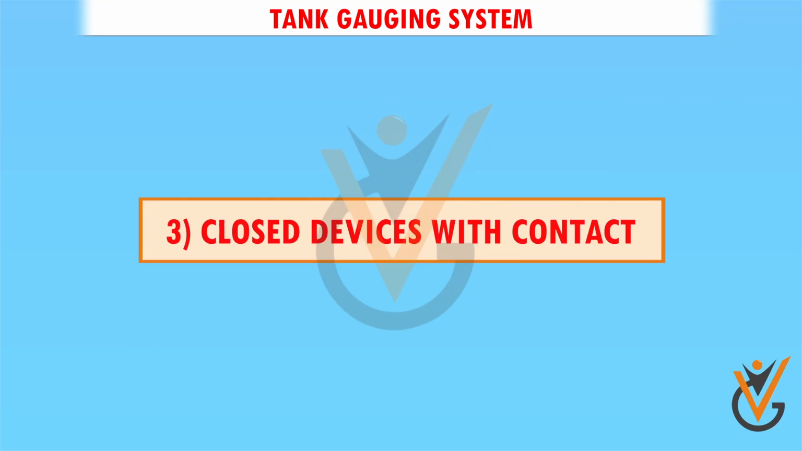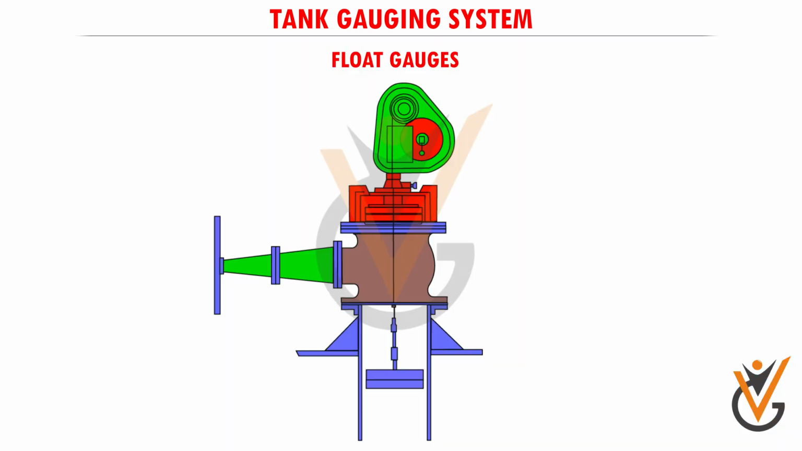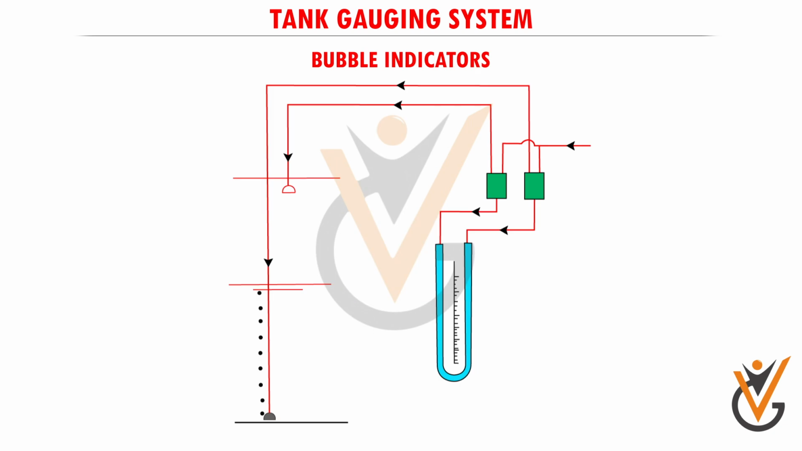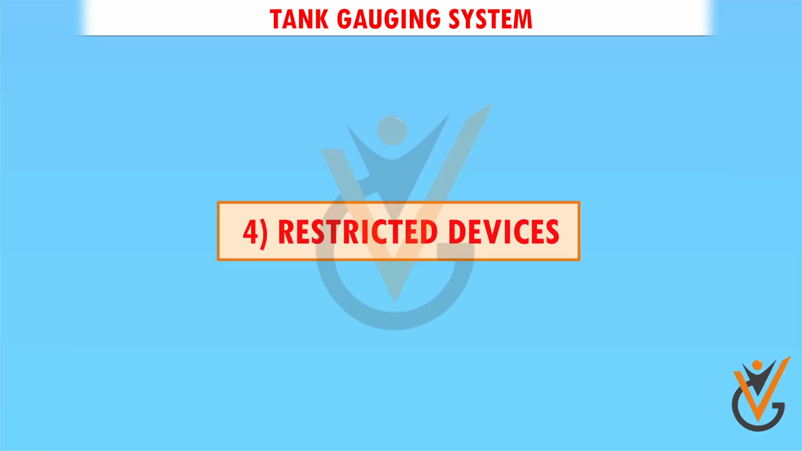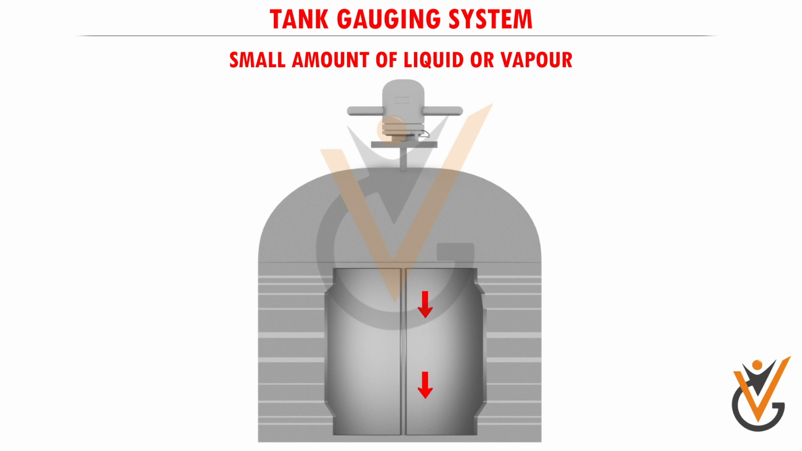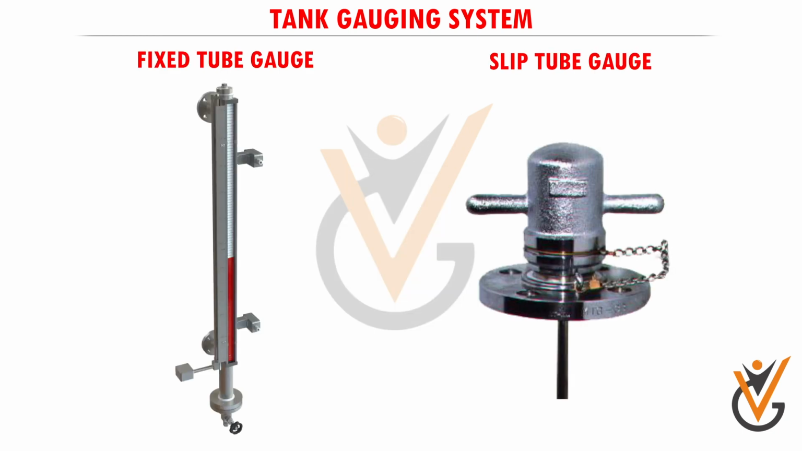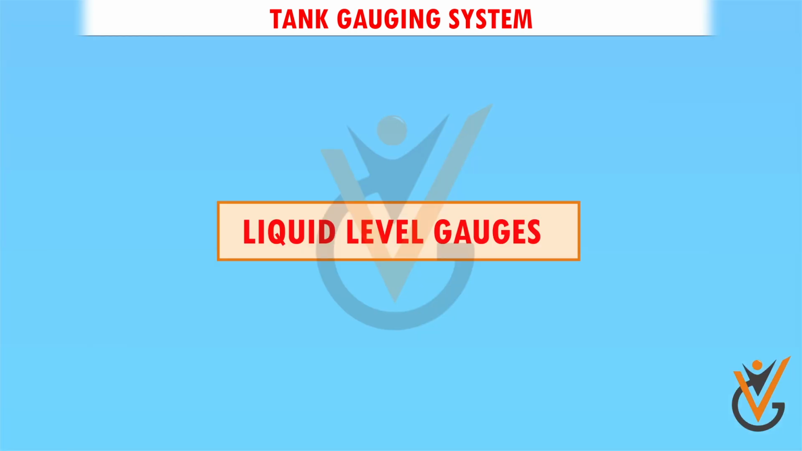3. Closed devices with contact. Float gauges, bubble indicators and so on. 4. Restricted devices. These devices penetrate into the LNG tank and release small amount of liquid or vapor. Example fixed or slip tube gauges. Thus, you have learned about the liquid level gauges.